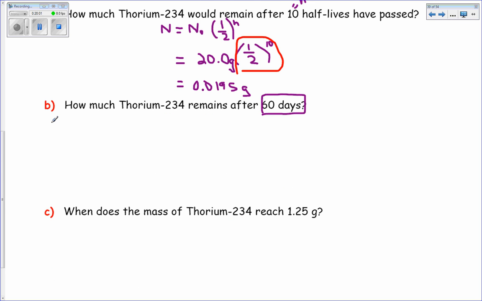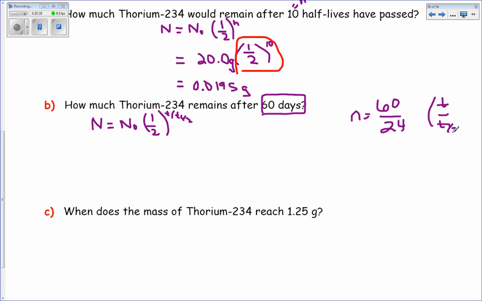So how much thorium-234 remains after 60 days? Again, here's our formula. N equals N naught times 1/2 to the power of T over T1/2. And if you're really worried about the calculator, find what that is first. Actually go 60 divided by 24, because that's what n equals, which is time over half-life.